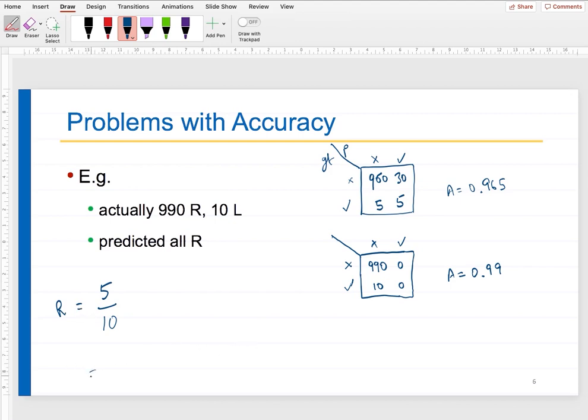Now, another thing is that whenever Nitish's classifier said that there is a disease, 5 times out of 35, there was actually a disease. So out of 35, 5 of his predictions were correct. That is called, okay, I won't bother you with the terms right now. Let us now look at my system.